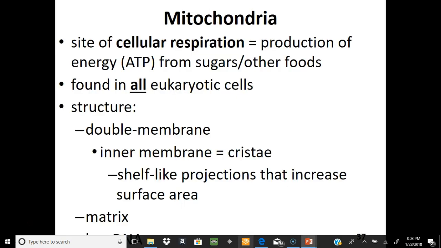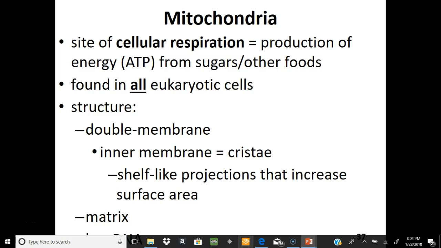The mitochondria then is the site of aerobic cell respiration. All eukaryotic cells have mitochondria. Chloroplasts are only found in plants and algae, but all cells have mitochondria. So they're the energy production centers, like the power plants of the cell, if you want to think of it that way.